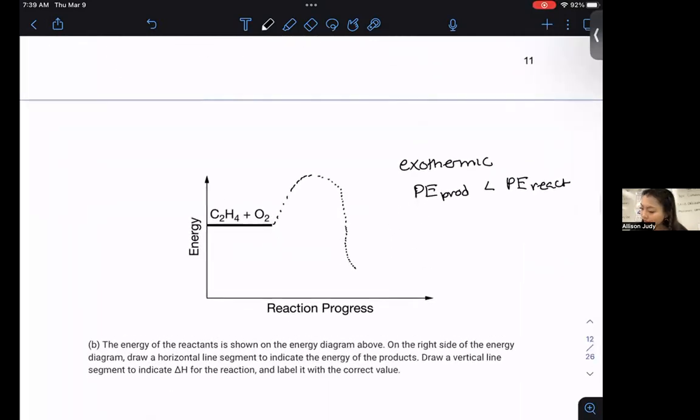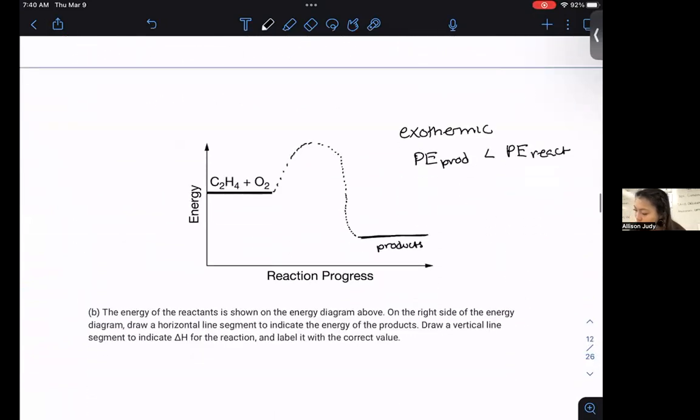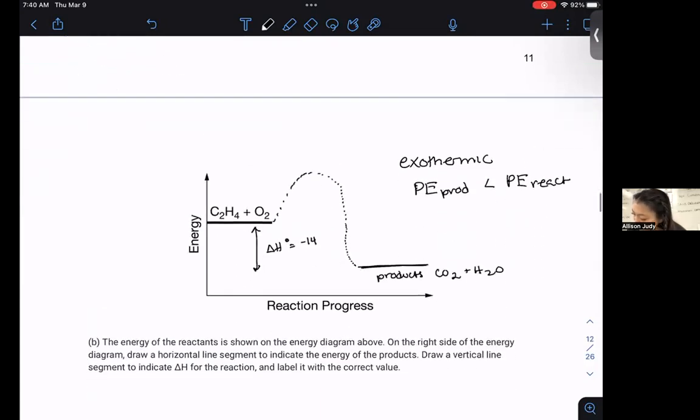So you should draw a line lower, okay, for your products. And maybe you can even label it products. You could even put the products, if you wanted to, you could label it as CO2, H2O, right? I don't know why I had to look that up, because combustion always makes CO2, H2O. And then what you would do is you would say that the distance between your reactant potential energy and your product energy is your enthalpy that you determined, which is negative 1412 kilojoules per mole. Okay.